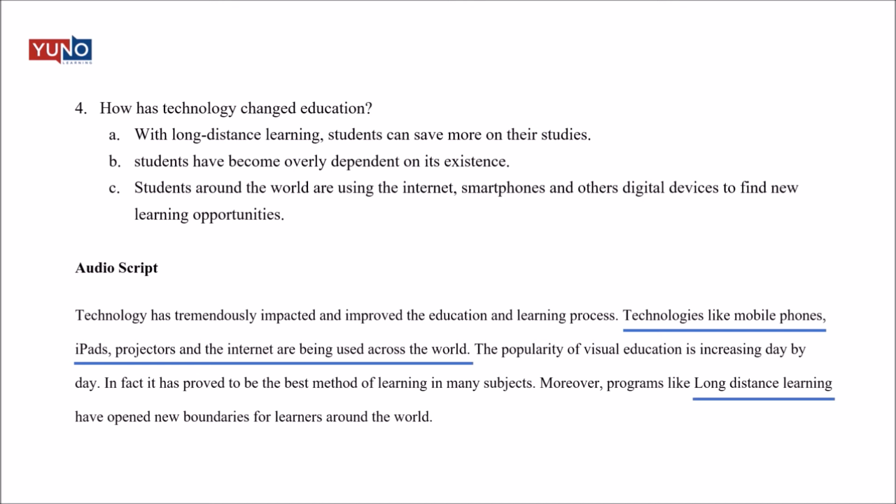Okay, the speaker is saying distance education has opened new boundaries, whereas option A is talking about saving money. No relation at all. So we can rule out A. Also, the speaker has not mentioned anything about students becoming overly dependent on technology. So we can rule out option B too. Now we are left with option C, which is just a paraphrased version of the second sentence. So the correct option is C. Clear?